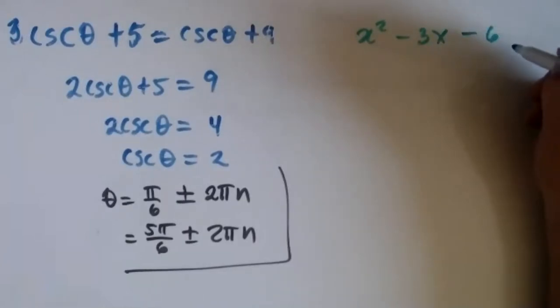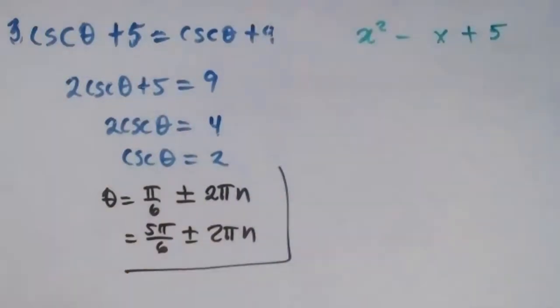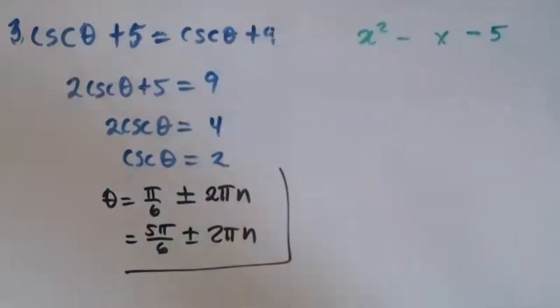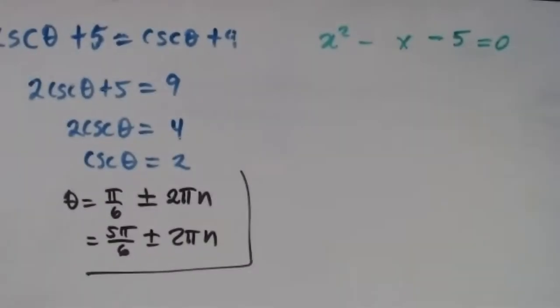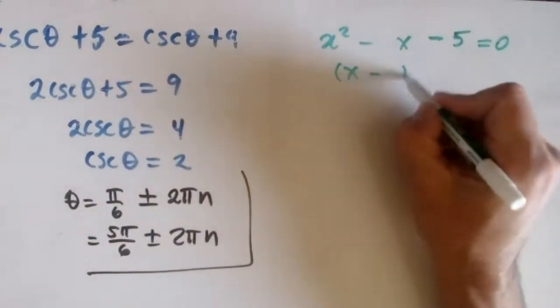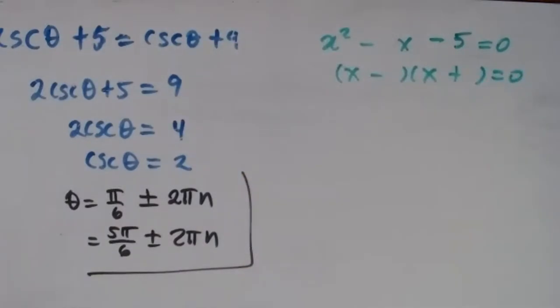So x squared minus 3x minus 6, for instance. Or x squared minus x minus 5 equals 0. You remember how to solve that one? You use the quadratic formula, or you factor, correct? So if you factor, you have x minus and x plus, correct? What numbers are those? Two numbers you multiply, you get the constant.